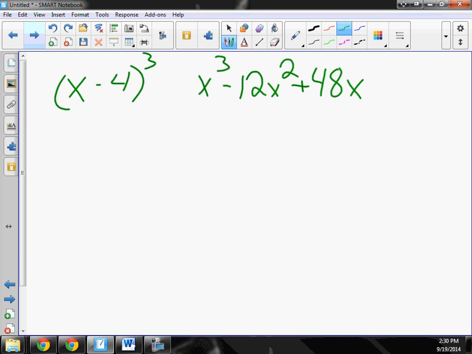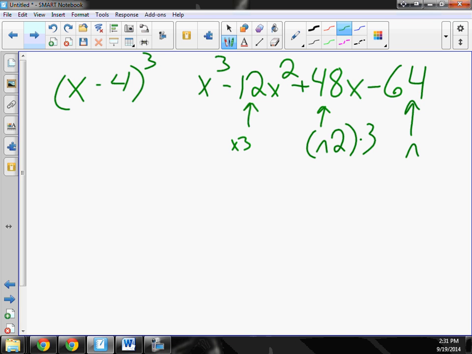X, plus, not, it's minus. So minus 64. Do you see that? So this is times 3. This is raised to the second, and then times 3. And this is raised to the third. That's the pattern, all off of this number here. Yes?